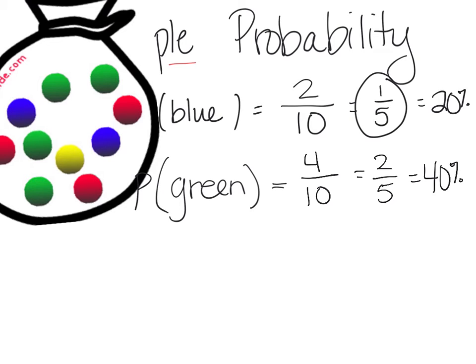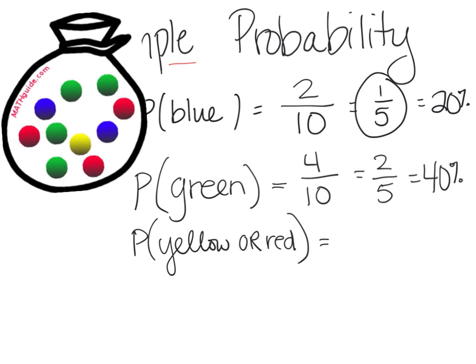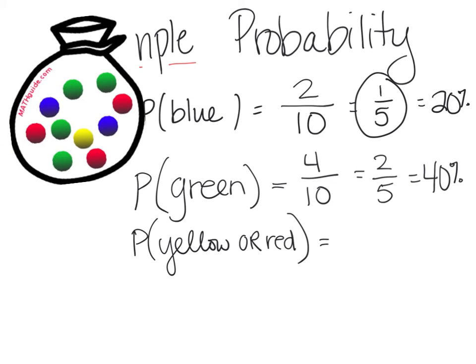And let's do something slightly more challenging, but really not hard at all. Probability of yellow or red. So when we have 2, we have to make sure we count them all. We have 1 yellow and 1, 2, 3 red. So 1 plus 3 is 4, out of the still 10, and you get 2/5, 40%.